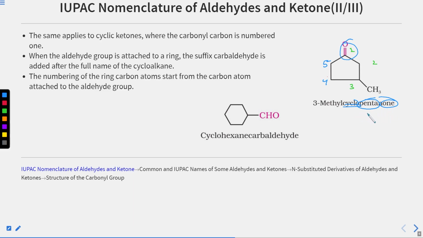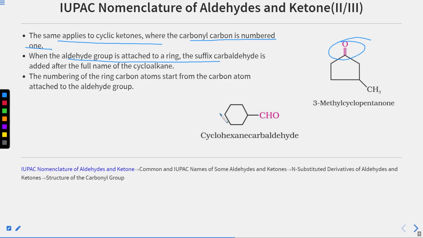Now we have one more substituent here at the 3rd position according to this numbering. So we will name that also: 3-methylcyclopentanone. So this is the complete nomenclature of this given compound. Now, the same applies to a cyclic ketone where the carbonyl group is numbered 1. Okay, the carbonyl group is numbered 1.